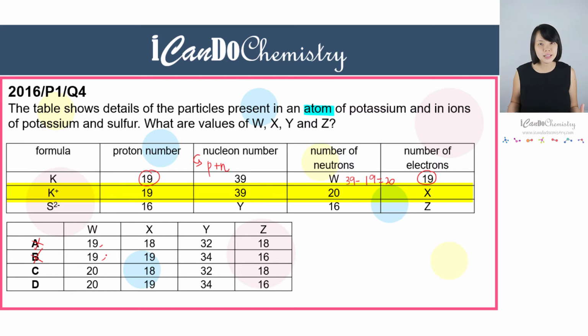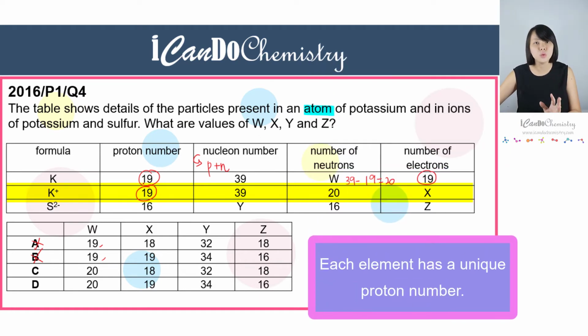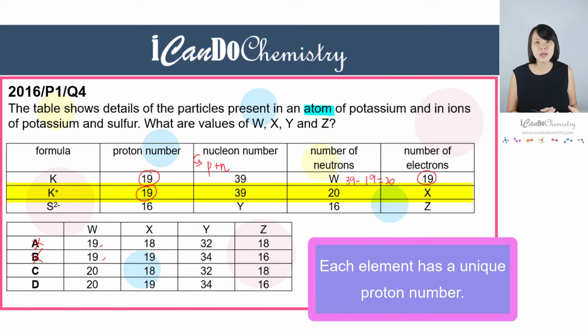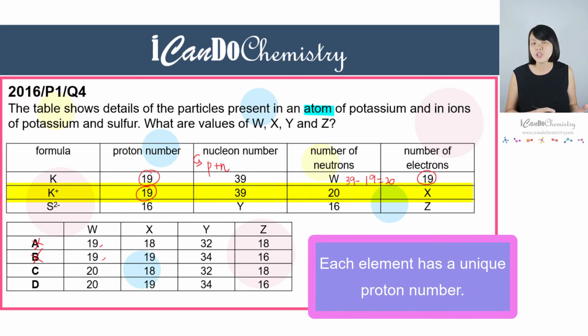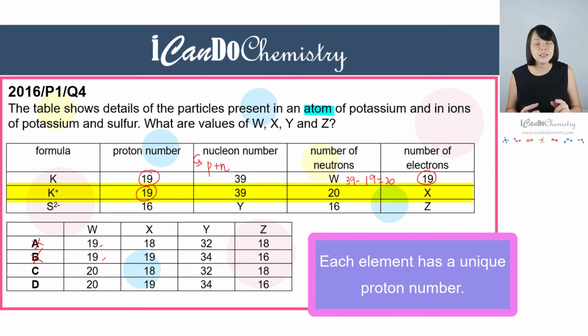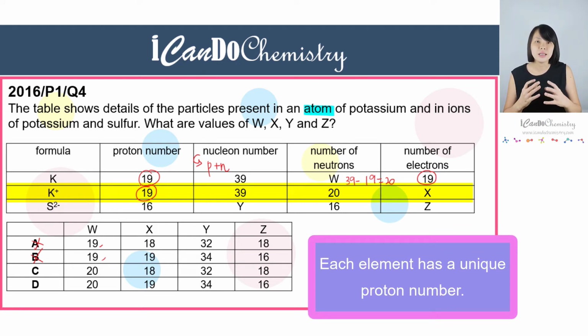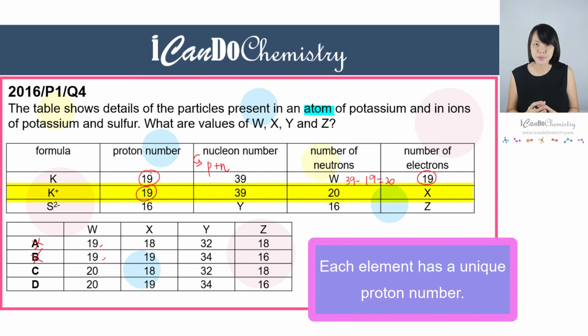So now let's look at the next row. Now we are going to work on ions of potassium, which is K+. Over here, we see that the proton number remains as 19. Now take note, the proton number of an element does not change. This proton number is a unique number to this particular element. If the proton number changes to another number, we must be dealing with another element.